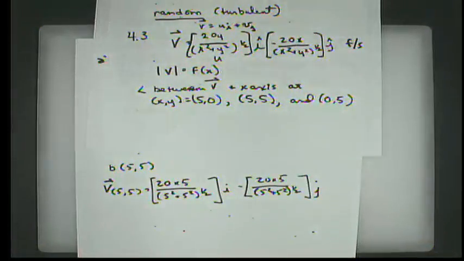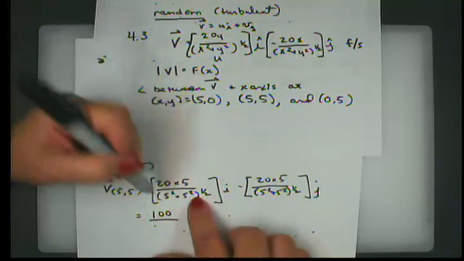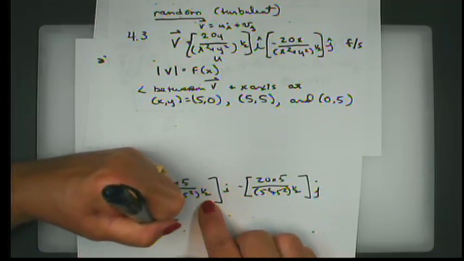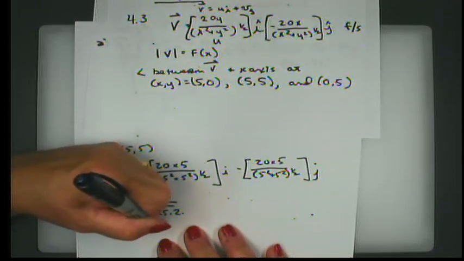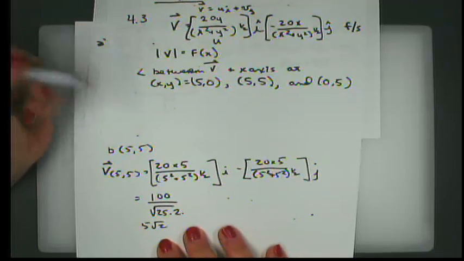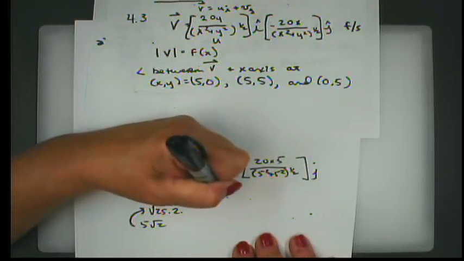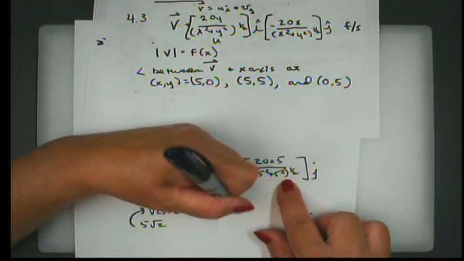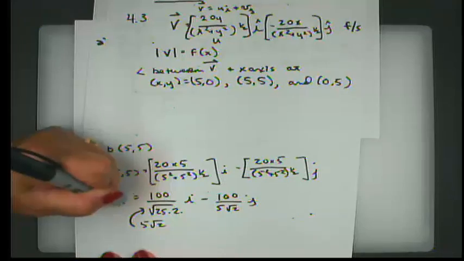All right, now all I have to do is get my numbers. 20 times 5 is 100. 5 squared is 25. 25 plus 25 is 50. Square root of 50 is the square root of 25 times 2, which is 5 times the square root of 2, right? Okay, I. And same over here, I get minus 100 over, same thing, 5 square root of 2, j. So that's my velocity at 5, 5.